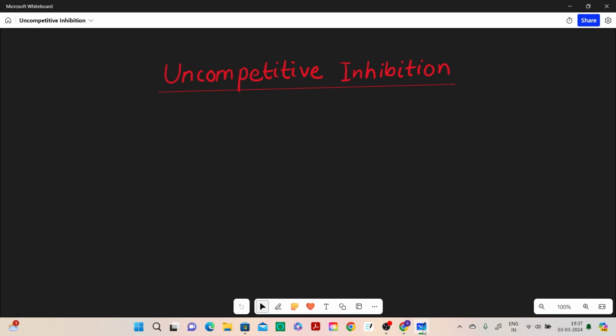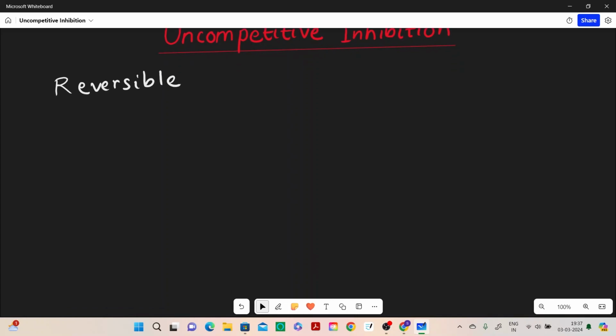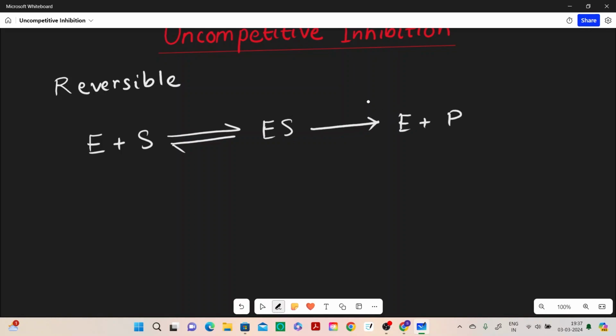Hi, so today we will be talking about uncompetitive inhibition. This is an example of reversible enzyme inhibition. And what happens is, suppose we have an enzyme. In a normal case, it will bind to the substrate, form the enzyme substrate complex, which will go on to form the product.